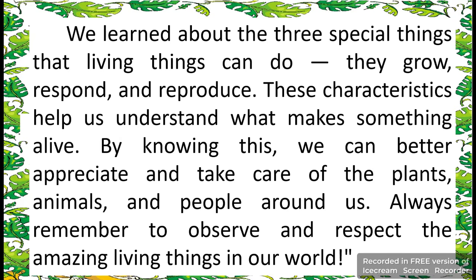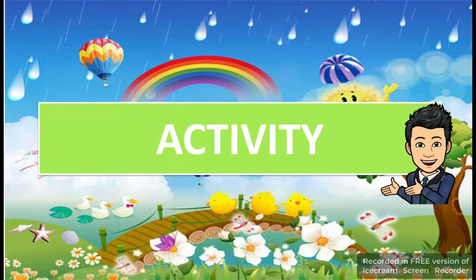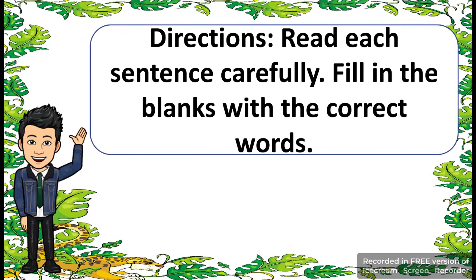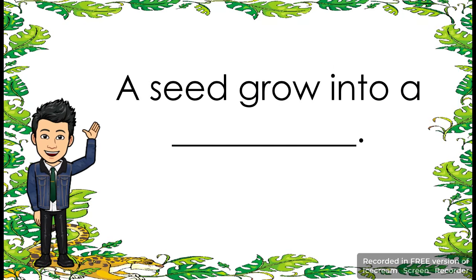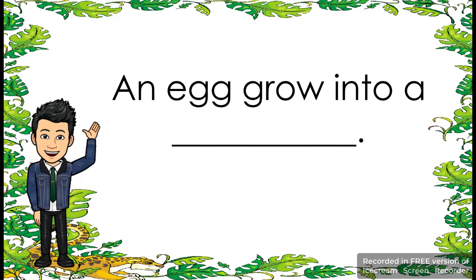Did you learn our lesson for today? So let's go to our activity. Direction: read each sentence carefully. Fill in the blanks with the correct words. A seed grows into a blank. The answer is plants. An egg grows into a chick.